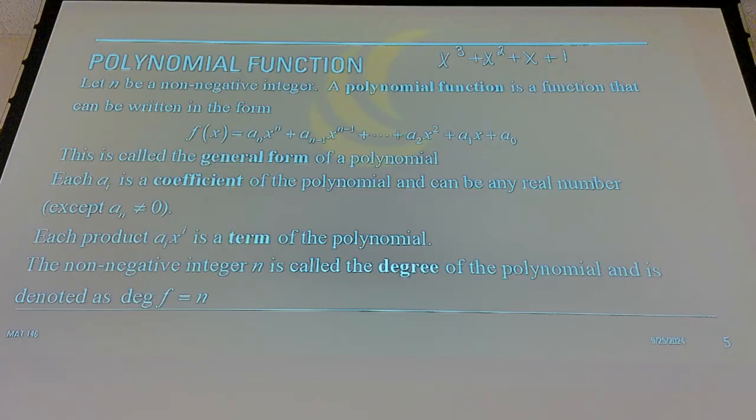So really, for very large values of x, that x cubed dominates. None of the other terms really matter. They're negligible. So this polynomial on the ends will behave like x cubed.